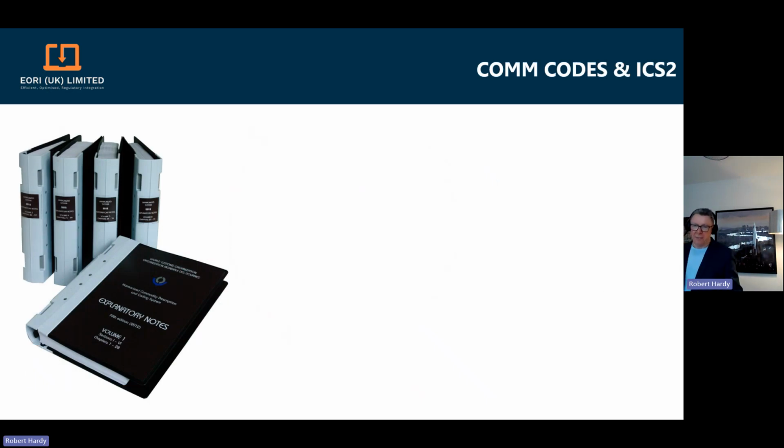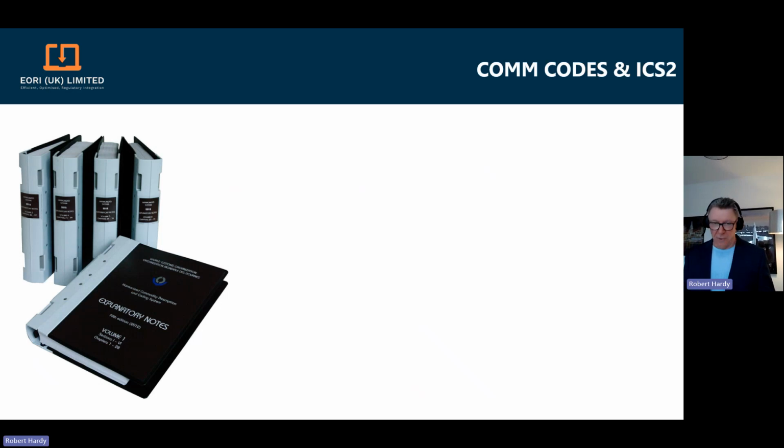Come away from that for a minute, come away from labelling. Let's talk about commodity codes and ICS2. ICS2 is the next stage of the Safety and Security Declaration in the EU, which you see, it exists today. It's not a particularly tricky document. It's about to get a little bit trickier.